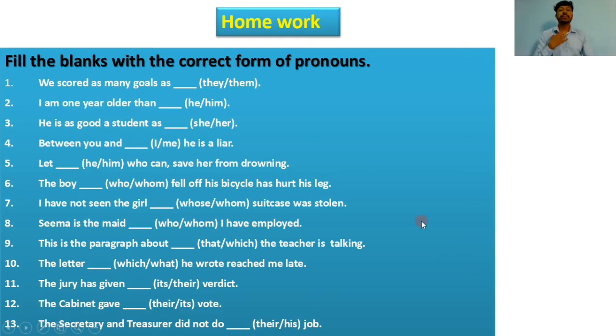So now it is time for homework, students. Fill in the blanks with the correct form of pronouns. You have to fill in these blanks, and the answer is within the bracket. You have to choose and write the correct one. Okay.